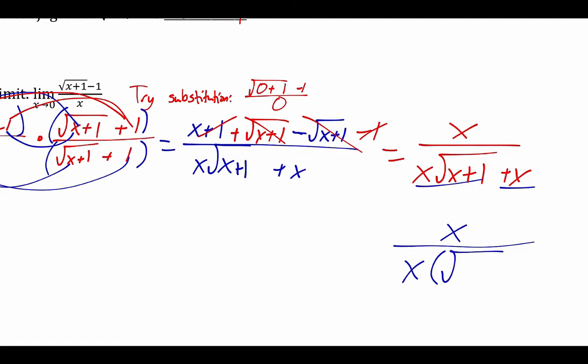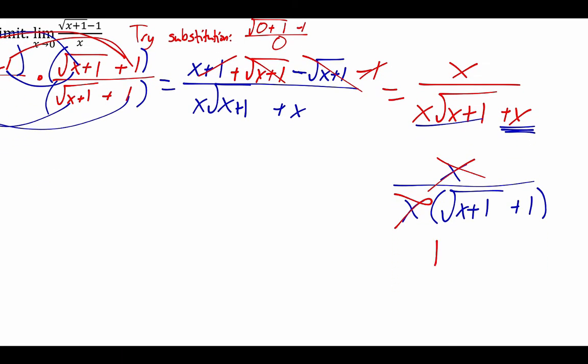So we get the square root of x plus 1 when we take out an x from that first one. And when we take it out from x, we factored out, we get just plus 1. From here, we can do a little slashing. We can cross off that x, and we're left with just 1 over the square root of x plus 1 plus 1.